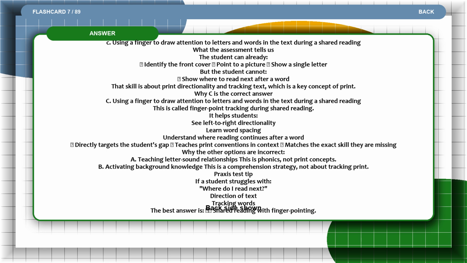Why C is the correct answer. C. Using a finger to draw attention to letters and words in the text during a shared reading. This is called finger-point tracking during shared reading. It helps students see left to right directionality, learn word spacing, and understand where reading continues after a word.